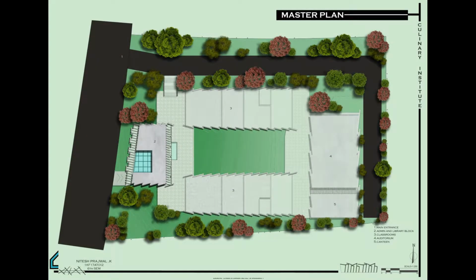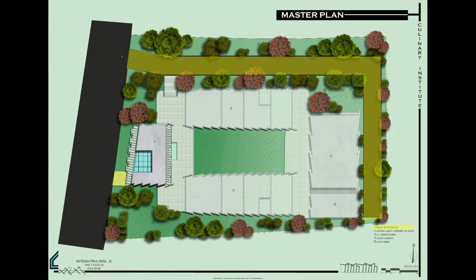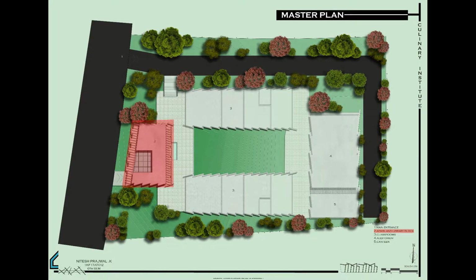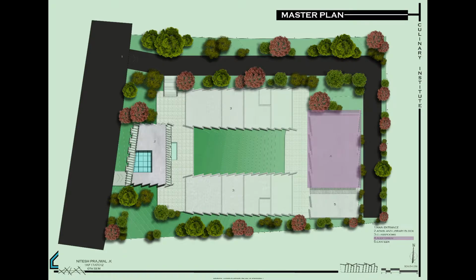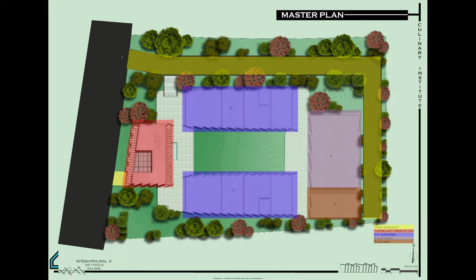Master plan. Here there are two entries to the campus. One main entry is for students and faculty, which leads to the parking, academic and auditorium blocks. Another one is for the management and principal, leading to the admin block. As you can see in the plan, number 2 represents the admin block and library block. Number 3 represents the admin block. Number 4 represents the auditorium, canteen and underneath parking.